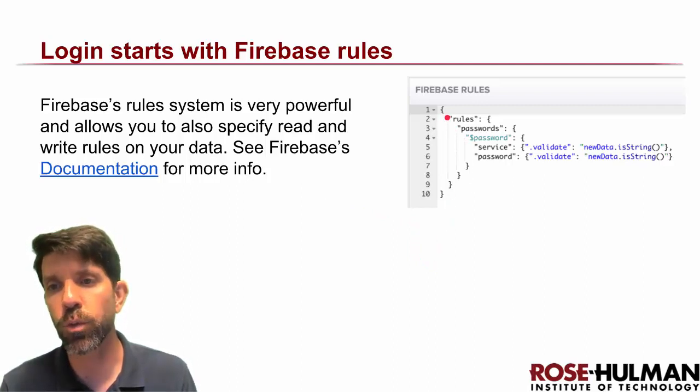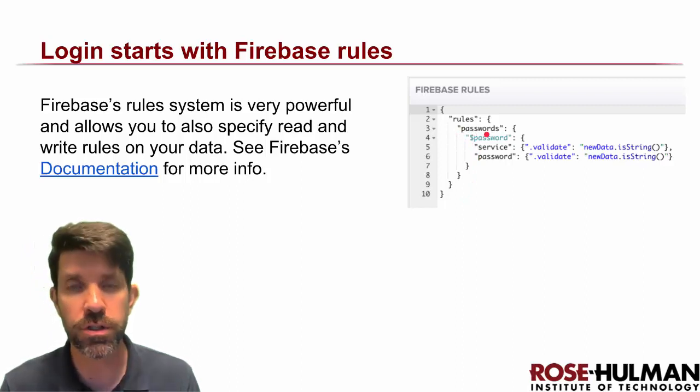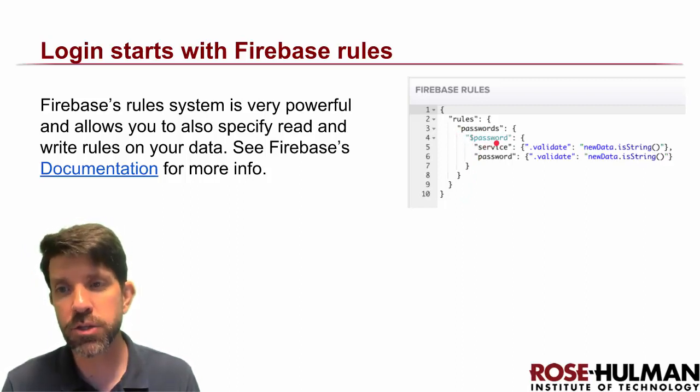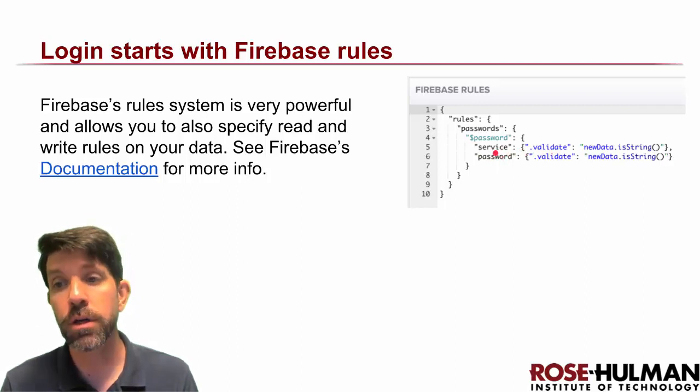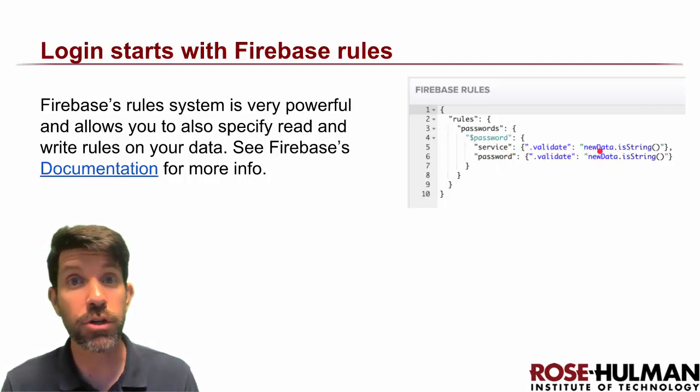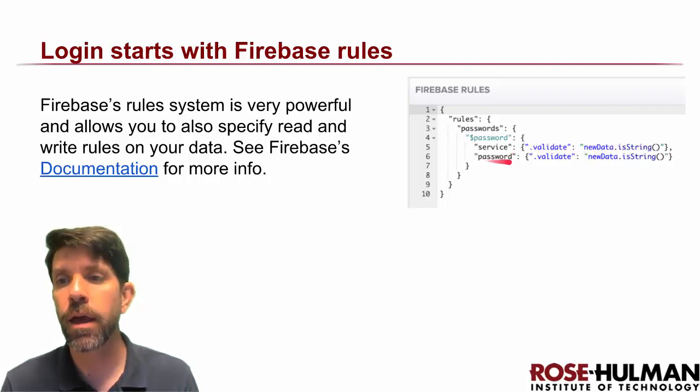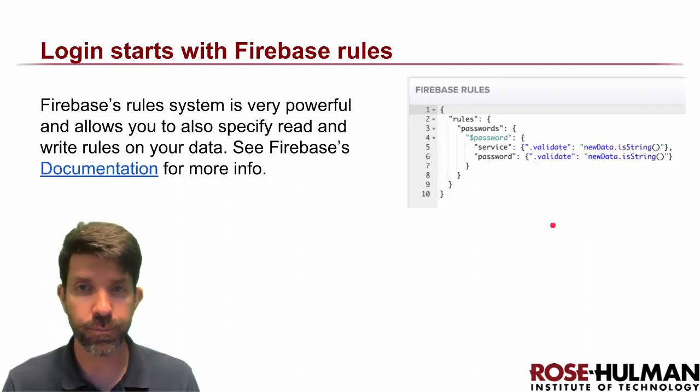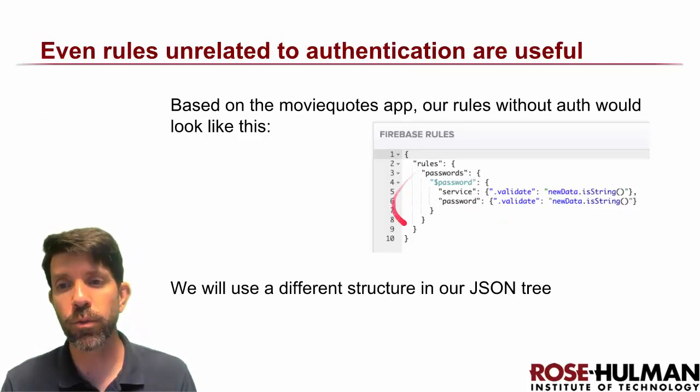So let's notice what we start off with here. We have rules in a JSON format. And what we say is for the passwords path, any password that's in there needs two fields: service and password. Service, whenever new data comes in, needs to be a string. So it's going to run a validation rule on that, and password likewise. And those are the ones that we just went over.